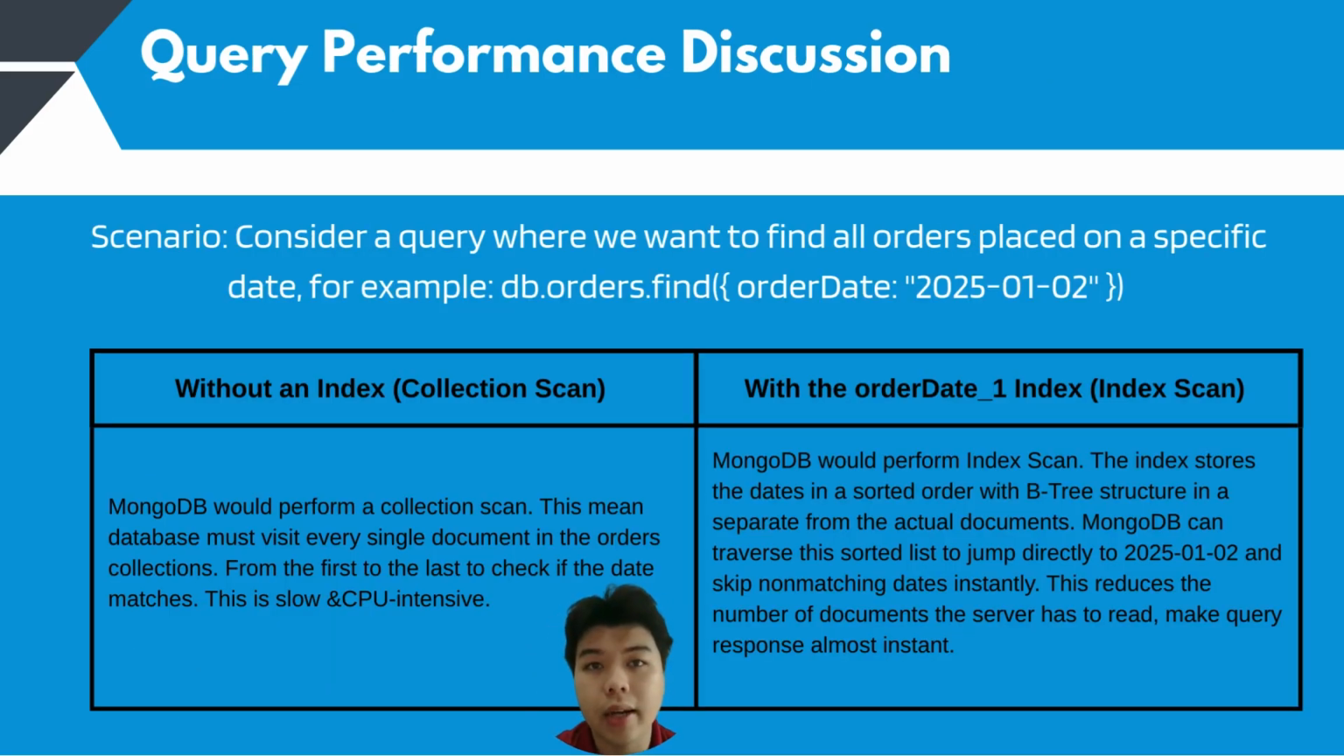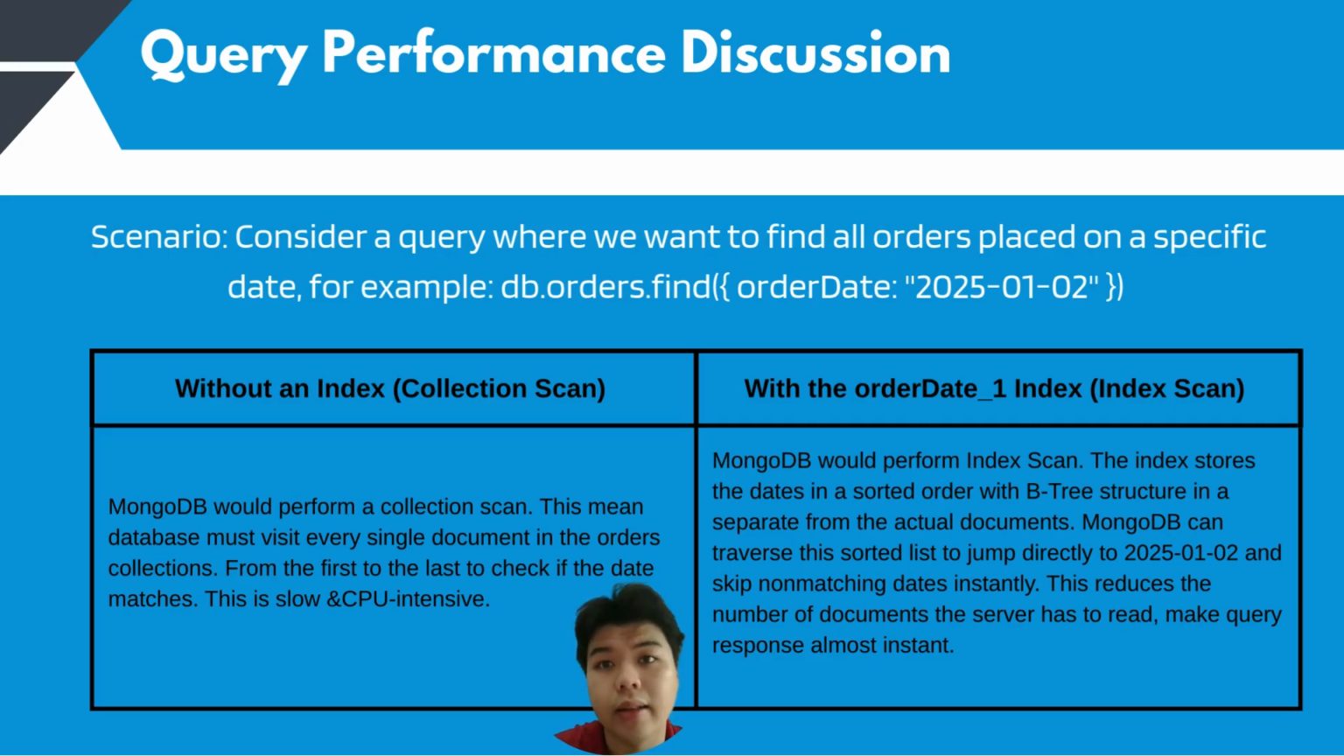Finally, I'd like to discuss the impact of indexes on query speed. Without an index, if we search for orders on a specific date, MongoDB will perform a collection scan. It literally has to read every single document from start to finish to find the matches. This is slow and CPU intensive, especially as our data grows to millions of orders.